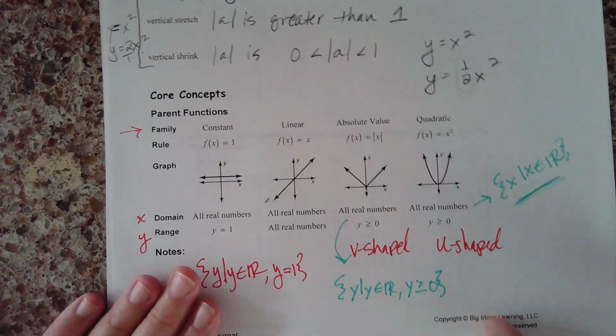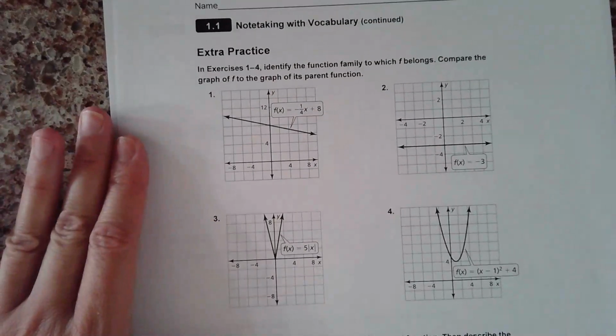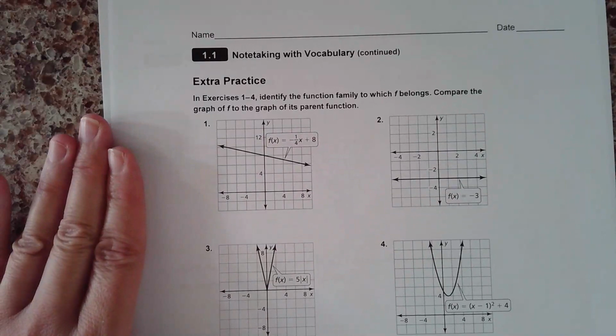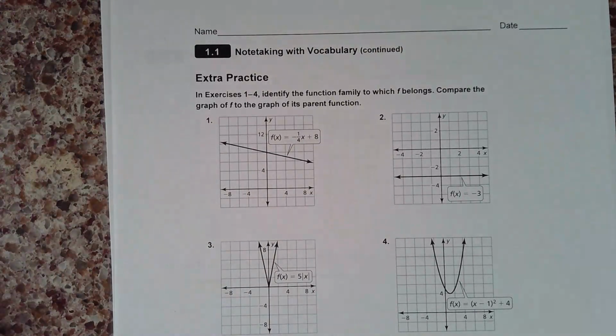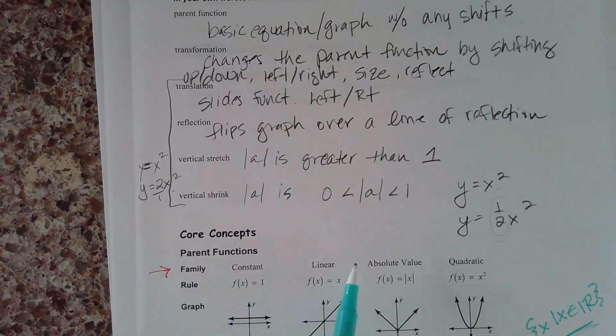All right, so then we get into some practice. It says, identify the function family where it belongs, and compare the graph to the graph of its parent function. We're going to do this one quickly. I just want you to think back to that other page where it asked you to identify the family. The answers are either going to be constant, linear, absolute value, or quadratic.